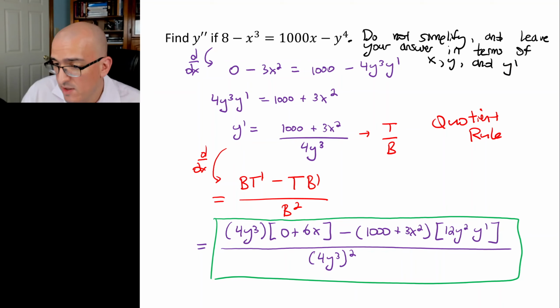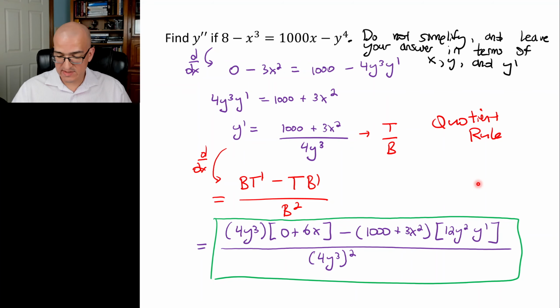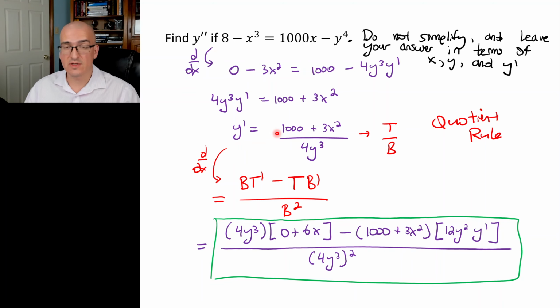Because what sometimes the textbook does, and what I don't want you to be tempted to do unless told otherwise, is they might take this expression for y prime, it's over here, and they might then go back and replace that with this. Please don't do that unless it specifically says put it only in terms of x and y. If it doesn't say that, it's just extra work. It's not necessary.